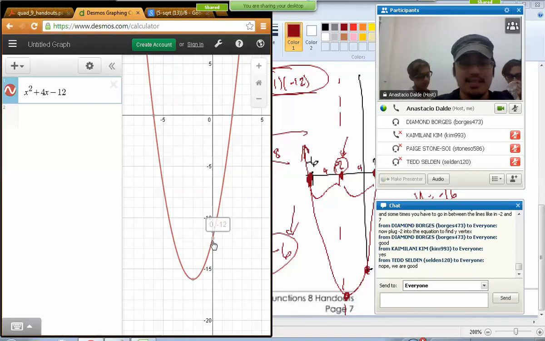It crosses at negative 12, the y-intercept at negative 12. We figured that out by looking at the standard form and realizing that that's pretty much the only good information standard form can give us.